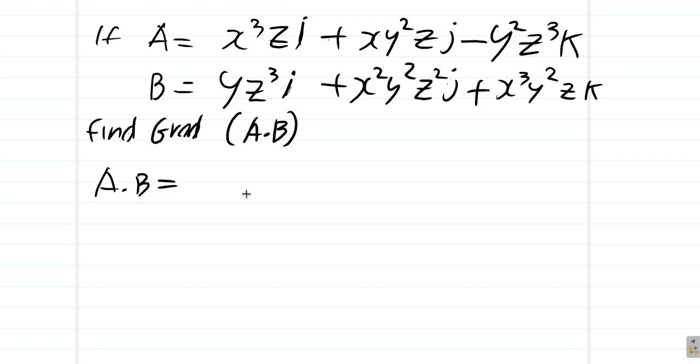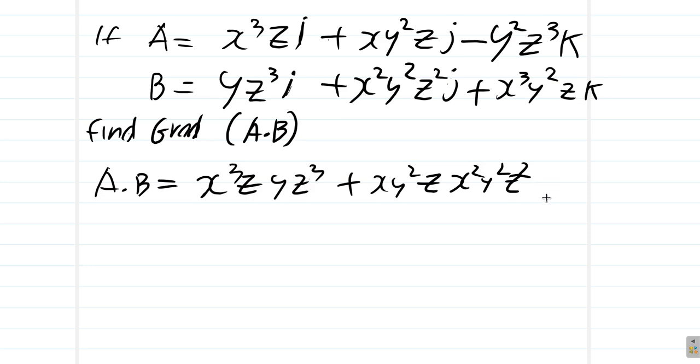A dot B, what is that equal to? Now remember, when you have the dot product of two vectors, it's going to be direction in one times the same direction in the other, plus direction in the next times direction in the other, plus, for the third one, the third direction in one times the direction in the other. It's coefficients of i by coefficient of i. So you're going to have x cubed z times y z cubed, plus, then you have x y squared z times x squared y squared z squared for j, right? Plus minus y squared z cubed times x cubed y squared z for the k part. So it's scalar, you have no directions.